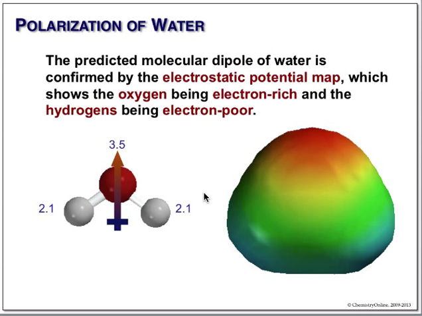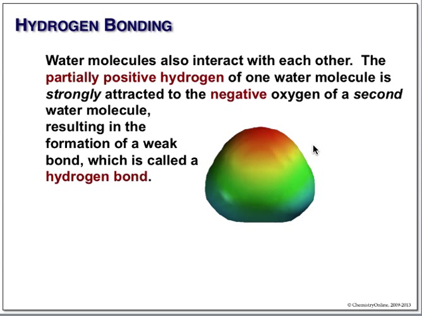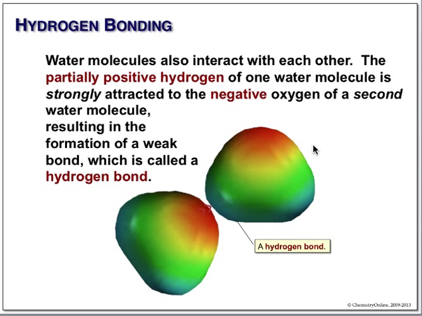If we look at the electrostatic potential map, it looks like this. The positive ends are focused here by the hydrogens, the negative, of course, up here by the oxygen. Now we talked about the fact that water was able to stabilize ions in solution. Well, water also interacts with itself by a mechanism called hydrogen bonding. If we take one water molecule and we place another one next to it, the oxygen end is going to line up with one of the hydrogens, and we're going to form what's known as a hydrogen bond.